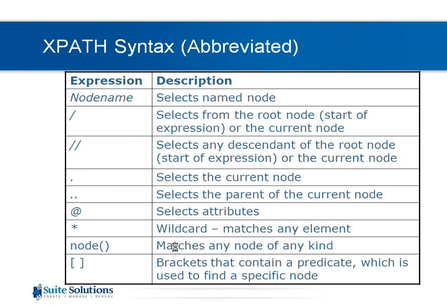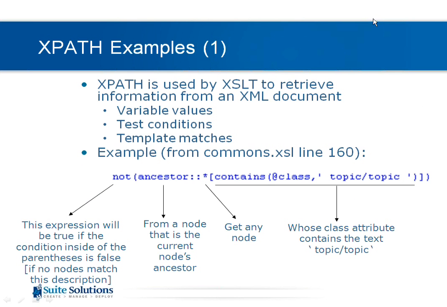Okay, so let's look at some examples. We've been talking very theoretically. Let's get down to practical applications here. So XPath, we said that XPath is used by XSLT, which we haven't yet discussed, to retrieve information from an XML document. For example, a variable value, a test condition, or matching a template.